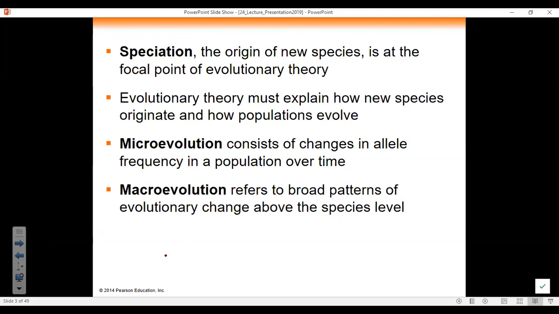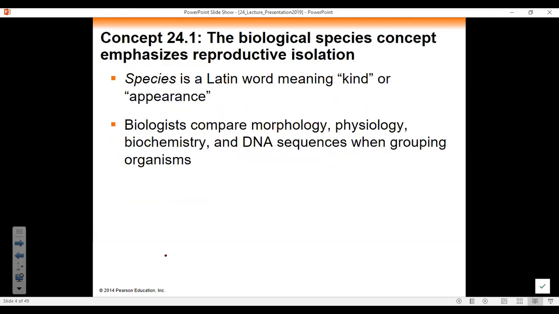But now we're also going to look at macroevolution, which is going to talk about making a whole new species. Micro, small changes, just a little bit. They're still the same species. Macro means big, so macroevolution, we're going to change enough to make the 2 organisms no longer the same species.